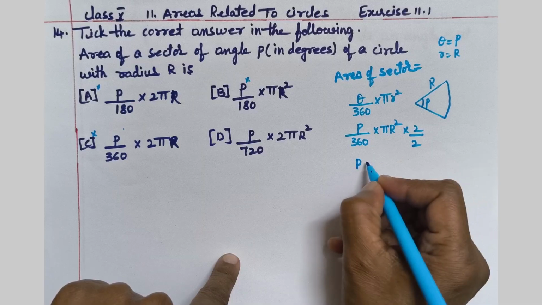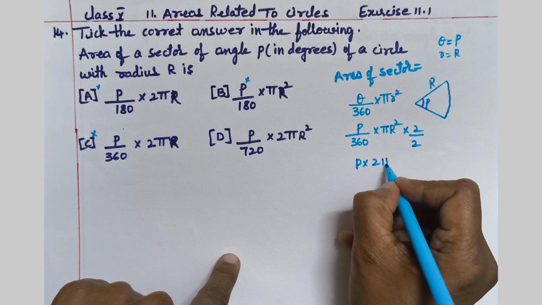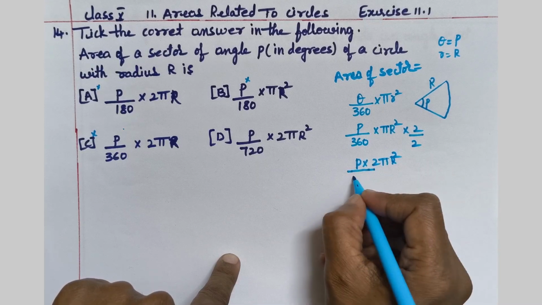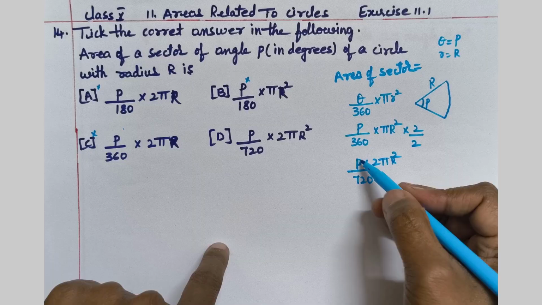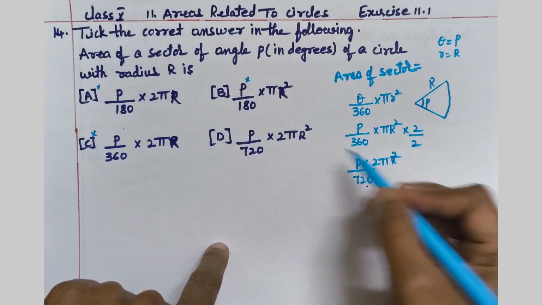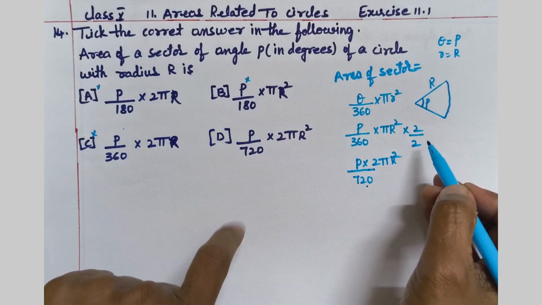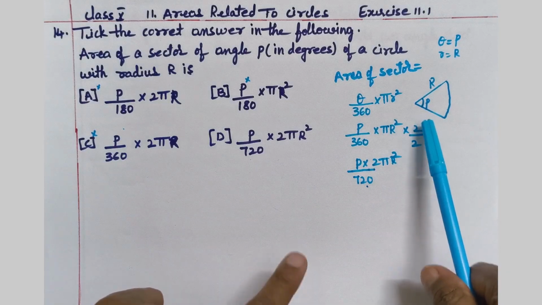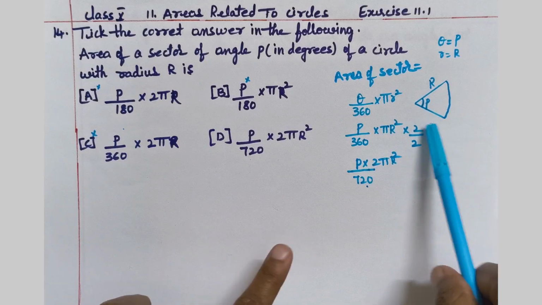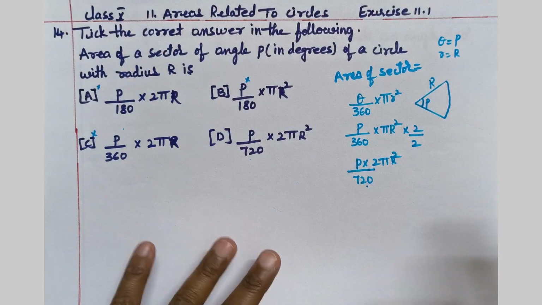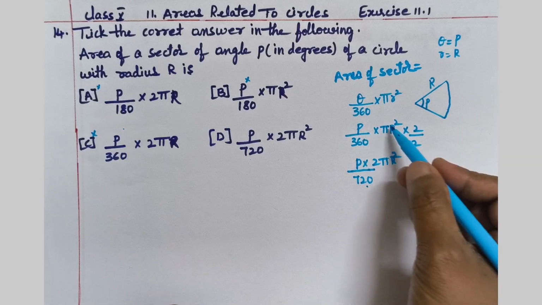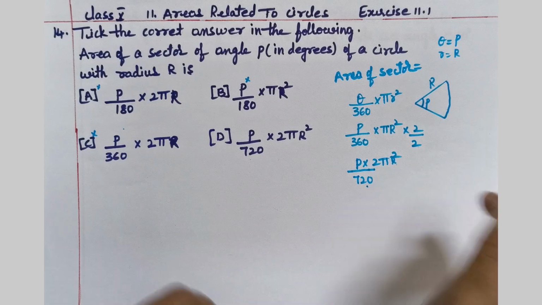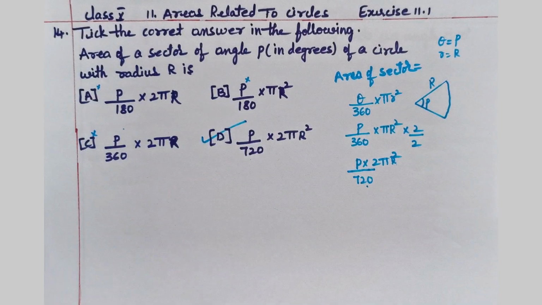So multiply means what happens? P into 2 pi r square divided by 360 into 2 is 720. Now you observe P by 720, P by 720 into 2 pi r square. This is the correct answer. Numerator and denominator both multiplying by the same number means no changes in this value. So now what you will get? P into 2 pi r square divided by 360 into 2 is 720. So now which option is correct? Option D is the correct.